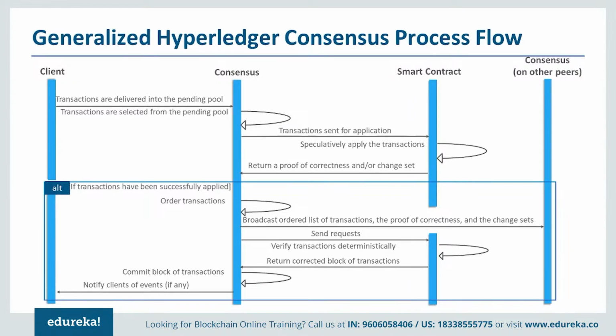These other peers are known as committer peers. And these peers, where you are running this smart contract, are known as endorser peers. And this is how you then notify the events to various clients or applications that are there. So the generalized Hyperledger consensus process flow.